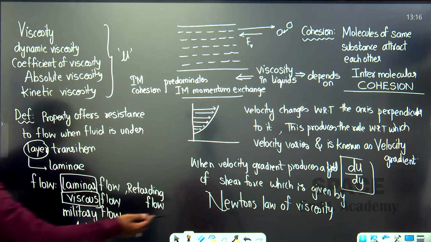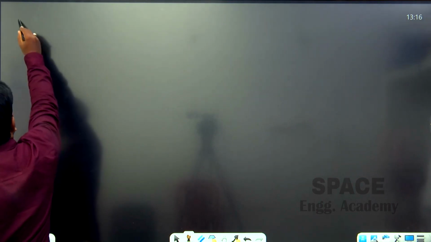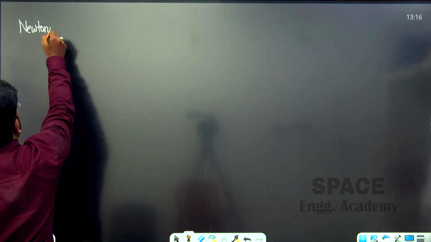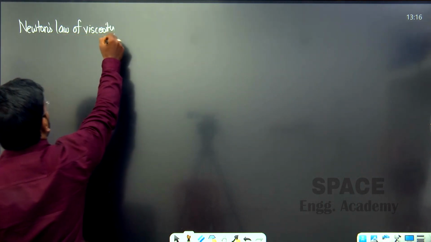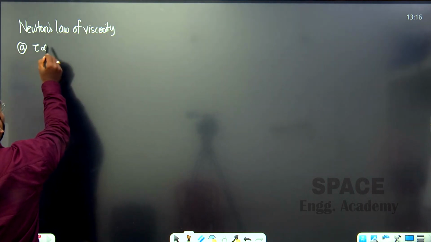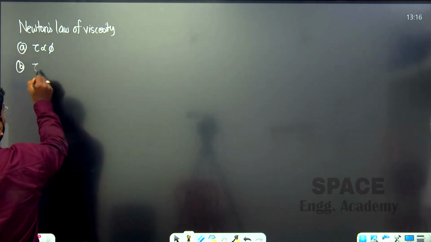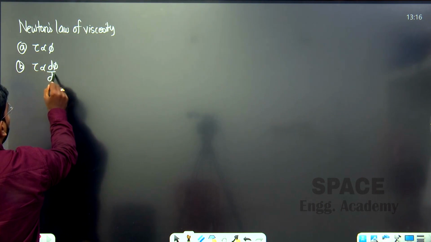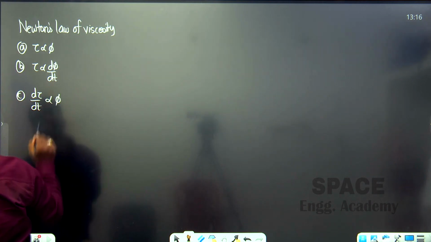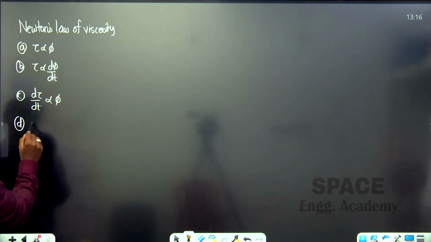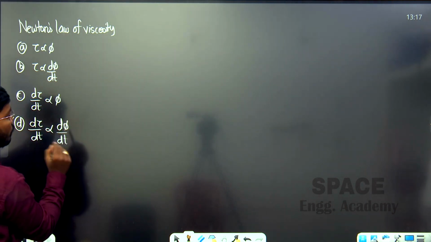Let's move on to the next point, which we will discuss in detail: Newton's law of viscosity. Let's see how the Engineering Services exam asks about Newton's law of viscosity. He framed the question options as: shear stress is directly proportional to shear strain; shear stress is directly proportional to rate of shear strain; rate of shear stress is directly proportional to shear strain; or rate of shear stress is directly proportional to rate of shear strain, angular deformation.